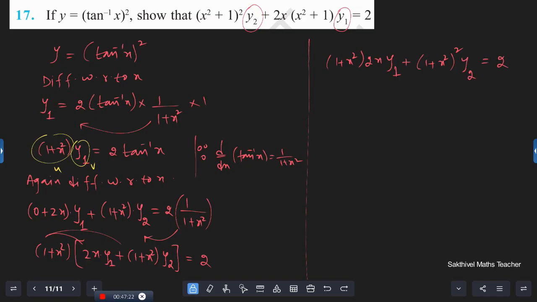I hope we got it. Just we have to arrange a little bit. First, (1 plus x square) whole square into y2. This one I wrote first. Next, 2x they wrote first, so I am writing 2x. In multiplication, order does not matter. So 2x into (1 plus x square) into y1, which is equal to 2. That is what they asked to write. I hope you people understand all of this.